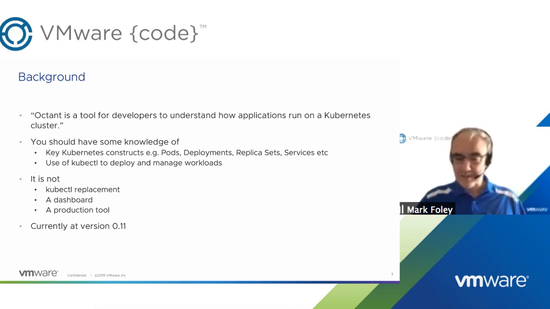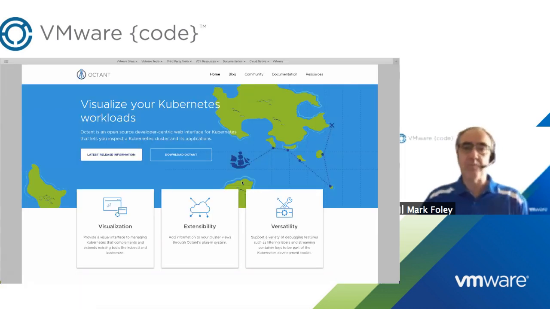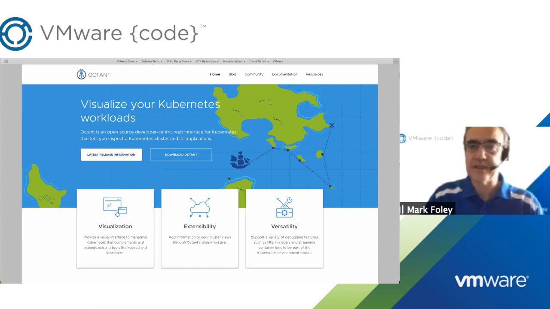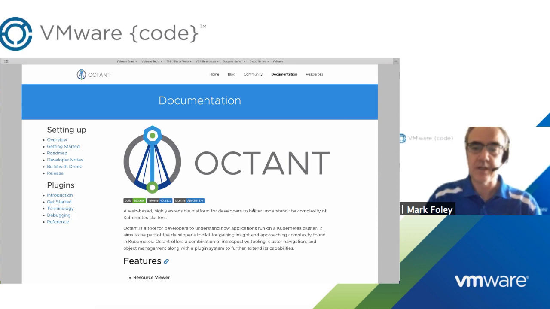Right, so let's get started and start off first things first and look at how we get Octant installed. So what you're going to want to do is go and have a look at the Octant website. So that's octant.dev, and it'll walk you through the installation process.